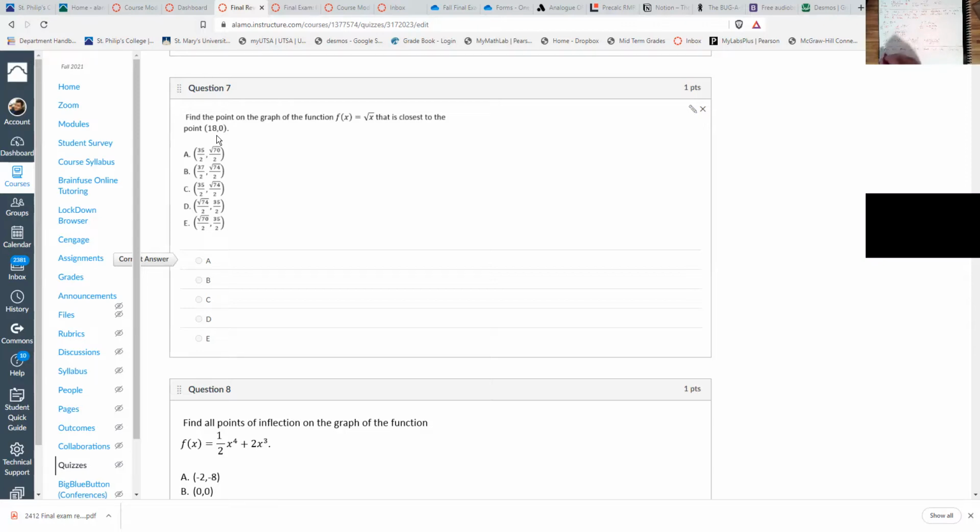Of the function f of x equal to square root x, find the point that is closest to 18 comma 0. Seems like a really strange question, but let's see what's going on. Let's graph this.